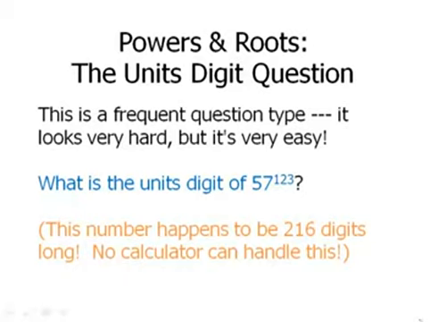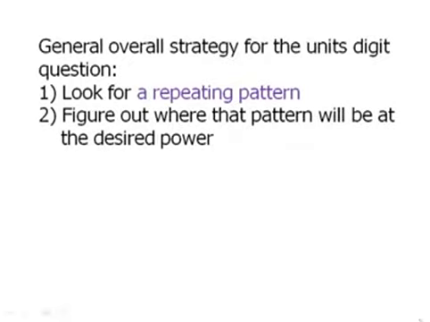Well, let's be careful here. No calculator on the planet could figure out that entire power, all 216 digits, but we don't need all 216 digits. We only need the units digit. And it turns out that is a remarkably easy question. So first of all, I'll point out the general strategy that we're going to use. We're just going to look for a repeating pattern, and then we're going to figure out where that pattern will be at the desired power. I'll have to explain this in more detail, but first of all, we need a really big mathematical idea.